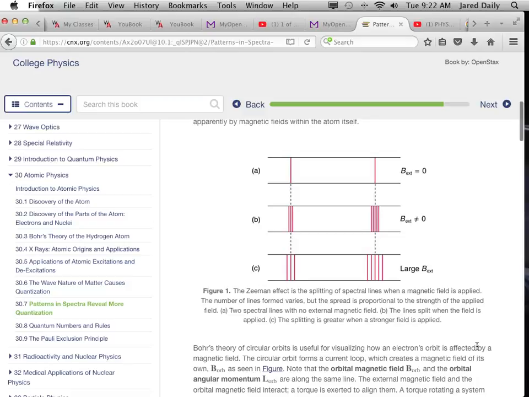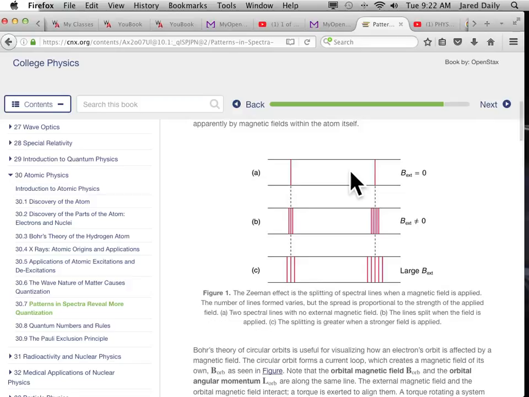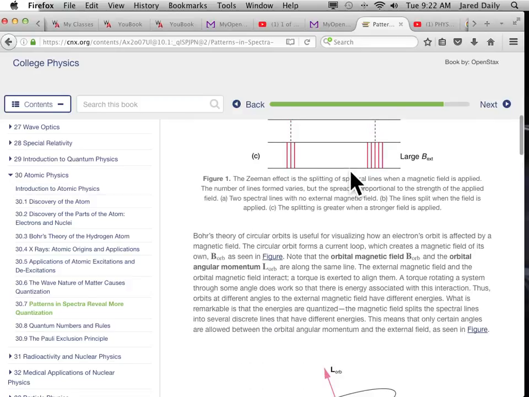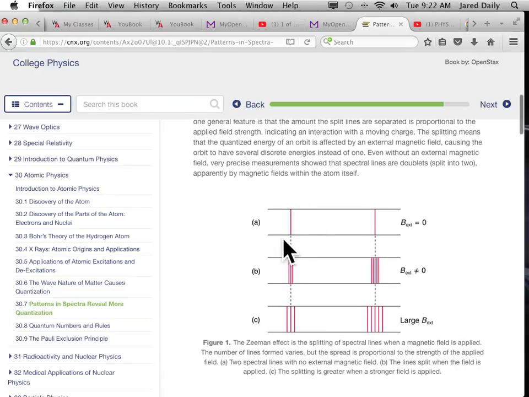So here's the splitting that I was just telling you about. In any particular state, if you have no magnetic field, you don't get any splitting. But you get splitting as you get an electric field.